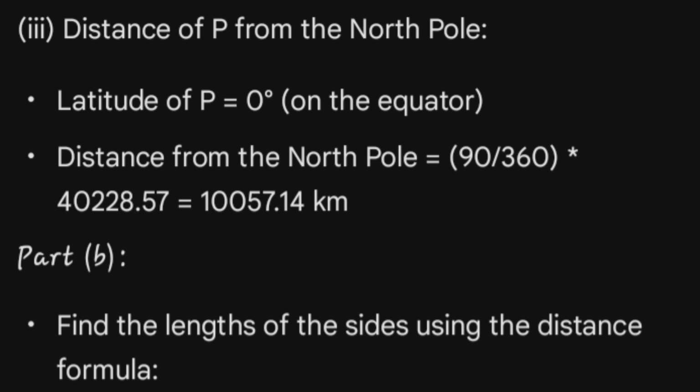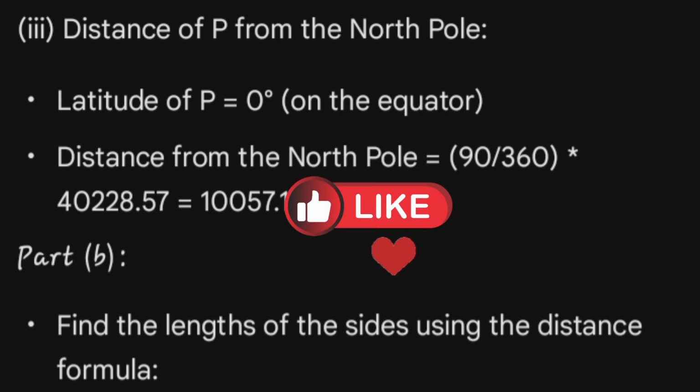3. Distance of P from the North Pole. Latitude of P equals 0 degrees on the equator. Distance from the North Pole equals 90/360 times 40,228.57 equals 10,057.14 kilometers.